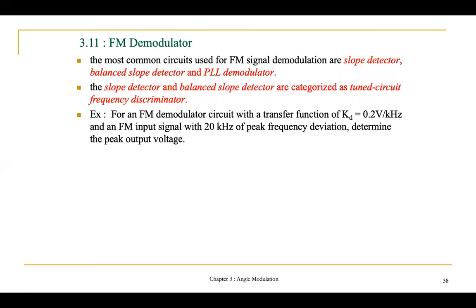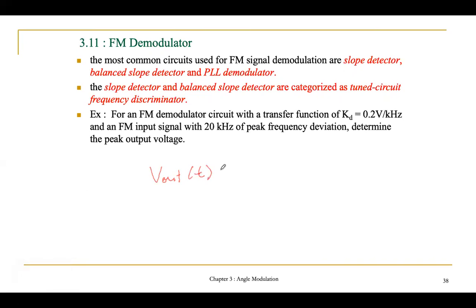So now let's look at an example. The example states that for an FM demodulator circuit with a transfer function of Kd equals 0.2 volt per kilohertz and an FM input signal with 20 kilohertz of peak frequency deviation, determine the peak output voltage. You can use the previous formula in the previous slide.